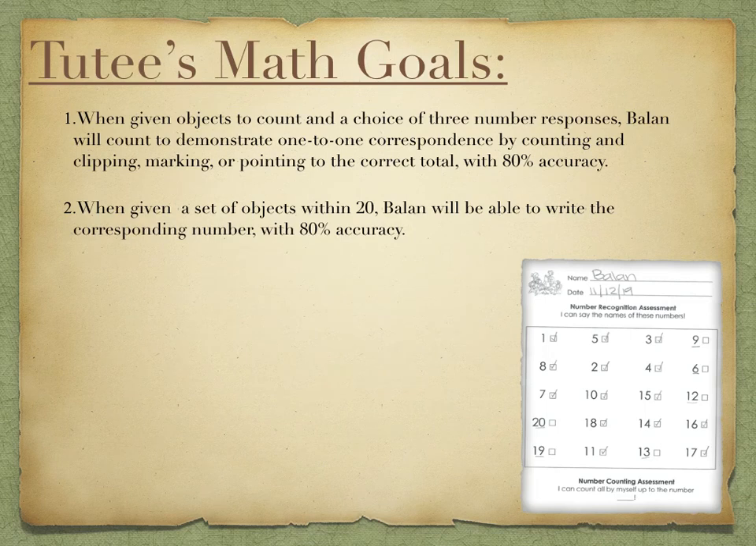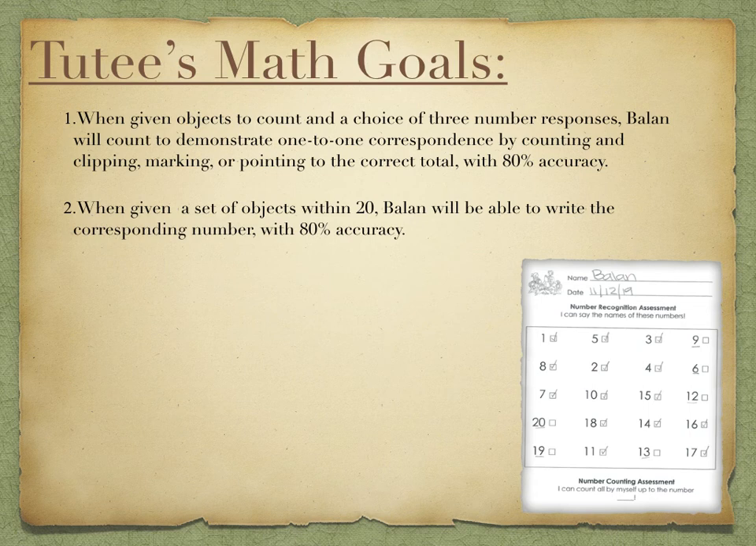After talking with his teacher and also working with him a month prior, I came up with two math goals that I wanted him to really focus on during our times together. One of them: when I give him an object to count and a choice of three numbers to represent it, Balin will count and demonstrate one-to-one correspondence by counting and clipping, marking, or pointing to the correct total with 80% accuracy.